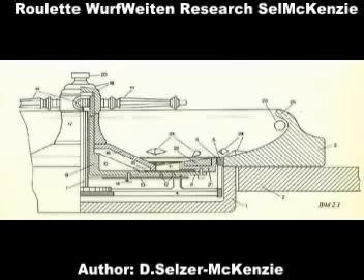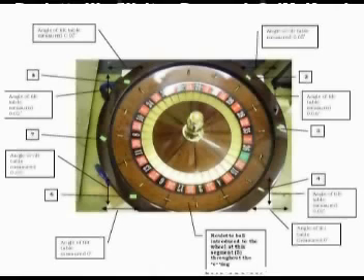As it can be seen how easily a bias can be introduced, the next two stages of the project can now be undertaken. These will begin upon receipt of the roulette prediction device and software from Selzer-McKenzie. Roulette Wheel WurfWeiten Research, Selzer-McKenzie Alpha Code Research. Background. A number of individuals, most notably Selzer-McKenzie of SelMcKenzie Technologies, claim to have developed roulette prediction devices that will provide the user with an advantage over the casino when gambling on roulette.